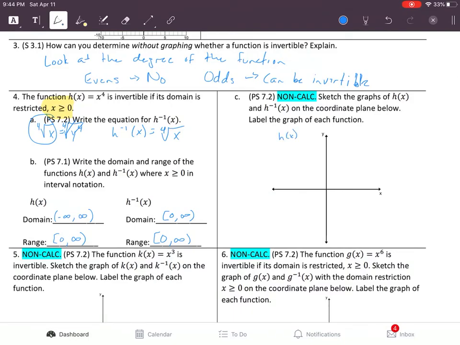So h of x will look something like this. If we restrict its domain to find the inverse, we're only going to have this part. That's what happens when you restrict the domain. The graph looks different. It would cut off half of it. So we're only seeing the one part.